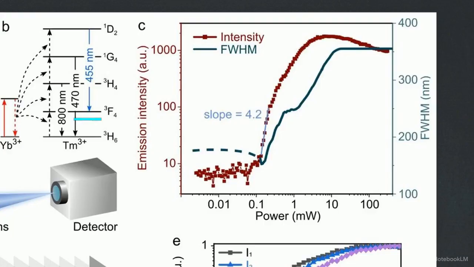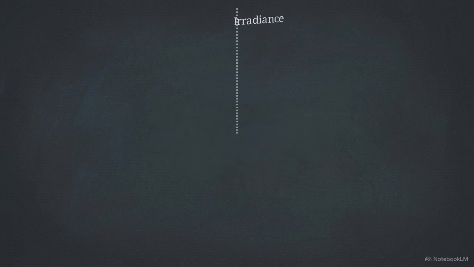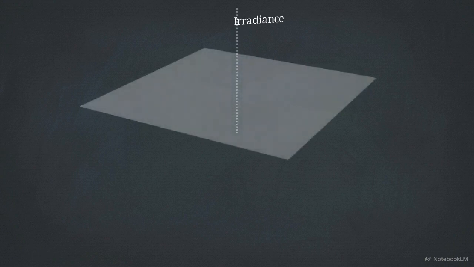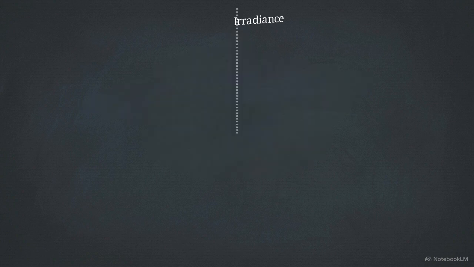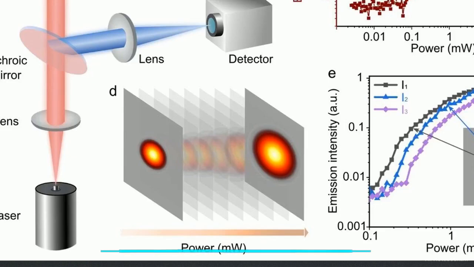This chart plots the 455 nanometer emission's nonlinear optical response to the laser's intensity. At 0.1 milliwatts, it exhibits a steep rise with a 4.2 slope. The curve then flattens into a plateau, indicating a dynamic equilibrium among the thulium ion's intermediate energy states. We must look at the laser's spatial geometry. It is a Gaussian beam, with irradiance highest at the center axis, decaying toward the edges. When striking a nanoparticle, the absolute center hits the saturation phase first, while the lower intensity outer edges remain below threshold.